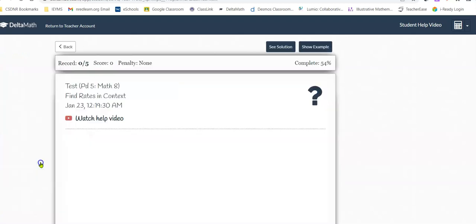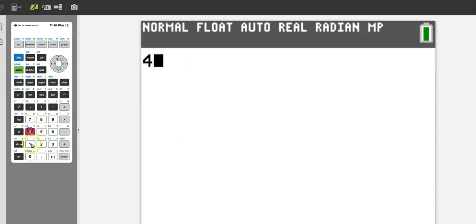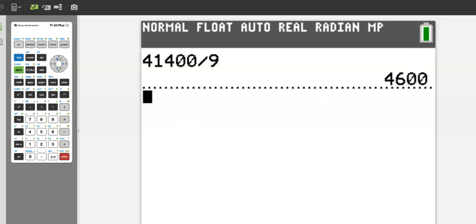Alright, this last unit, find rates in context. The table below represents the number of miles, y, that the satellite Space Explorer flies in x hours, so we want to find the miles per hour. We can choose any value here. That would give us the rate of change, but just dividing y by x would give us the unit rate. So we're going to do 41,400 divided by 9. It's 4,600.